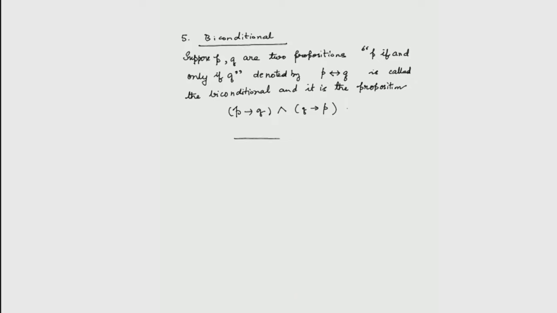Now, if we consider the truth table of the biconditional, we will have P and Q taking all the possible values, and P implying Q is T, T, F and T. Q implying P is T, F, T and T, and therefore, the biconditional, which is the conjunction of these two propositions, is T, F, F and T.